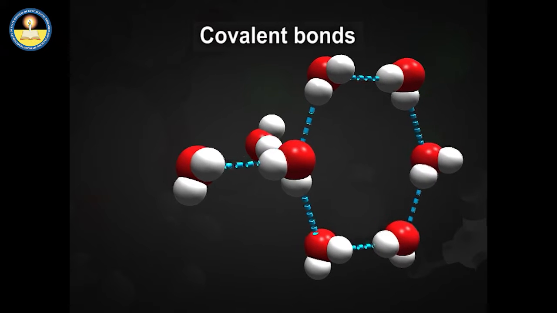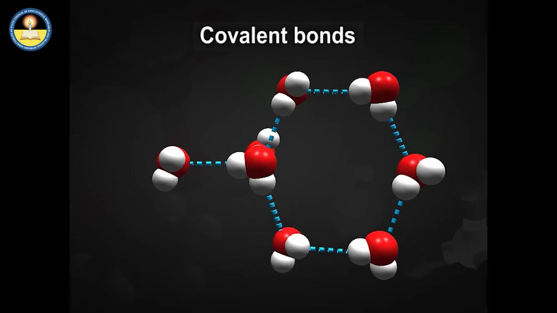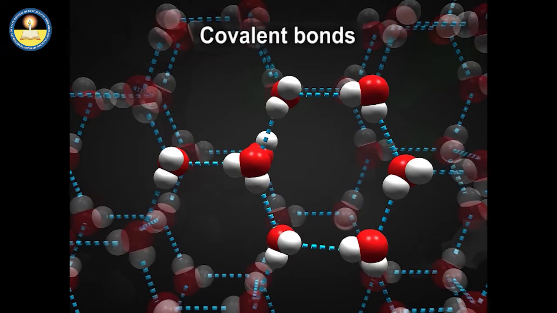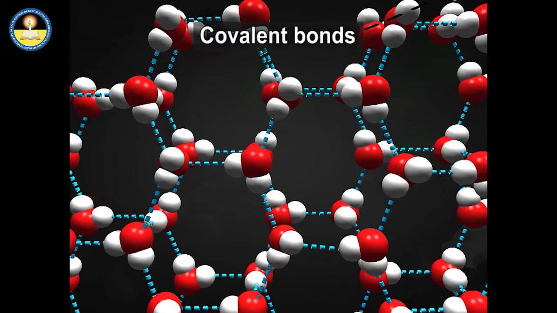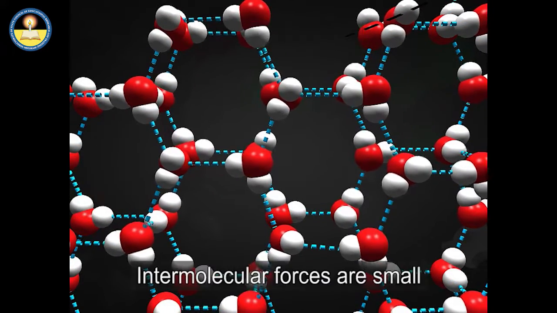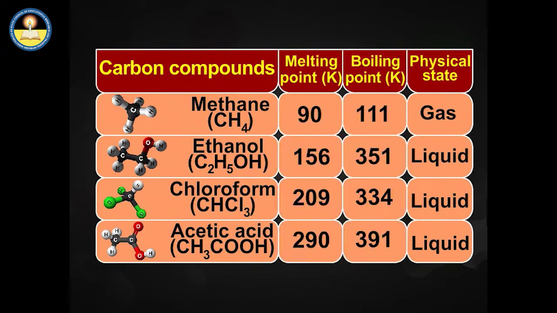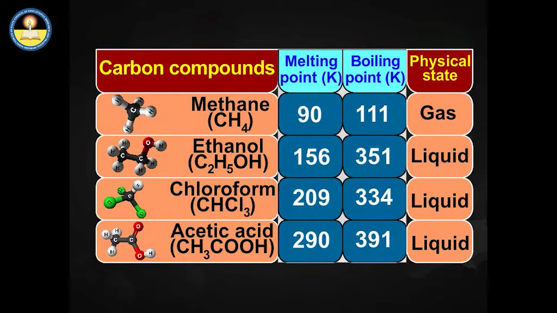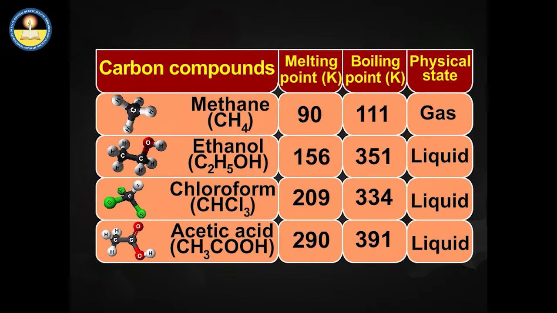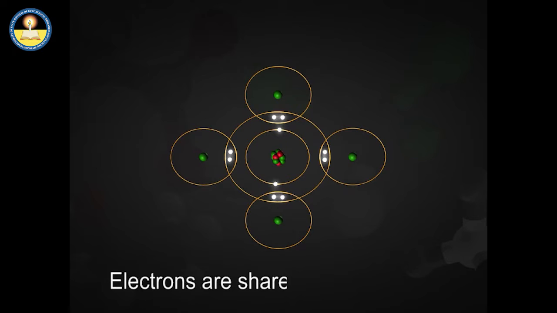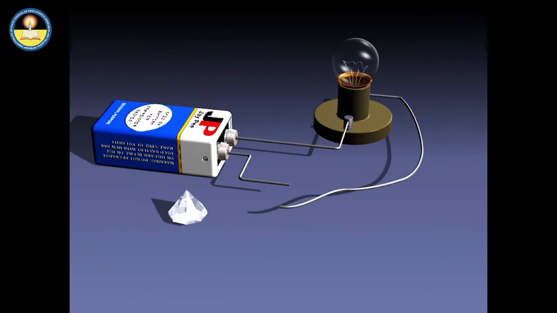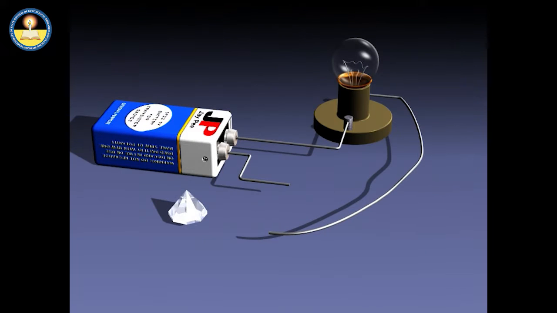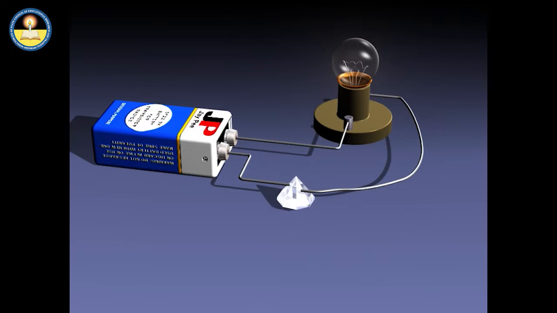bonds. Covalently bonded molecules are seen to have strong bonds within the molecule, but intermolecular forces are small. This gives rise to the low melting and boiling points of these compounds. Since the electrons are shared between atoms and no charged particles are formed, such covalent compounds are generally poor conductors of electricity.